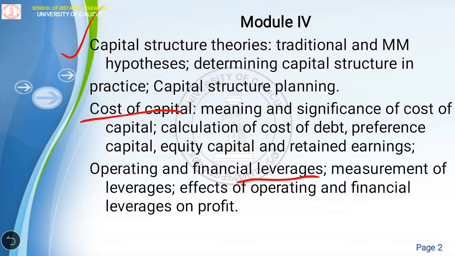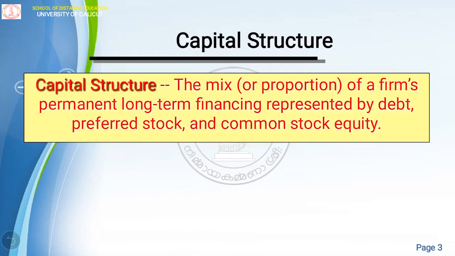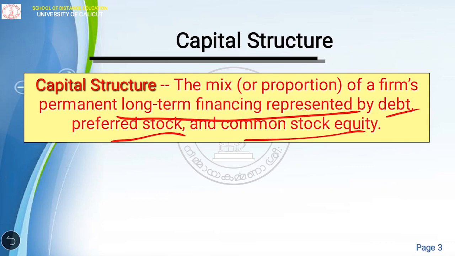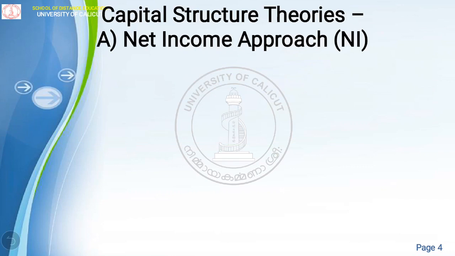Let's see what capital structure theories are and which are the major theories. Capital structure means the mix or proportion of a firm's permanent long-term financing represented by debt, preference stock, and common stock of equity. So capital structure is a mix of these three capital sources, that is debt, preference shares, and common stock.